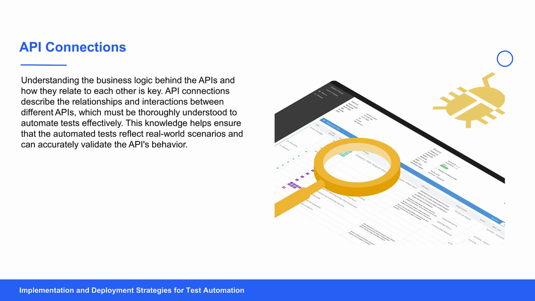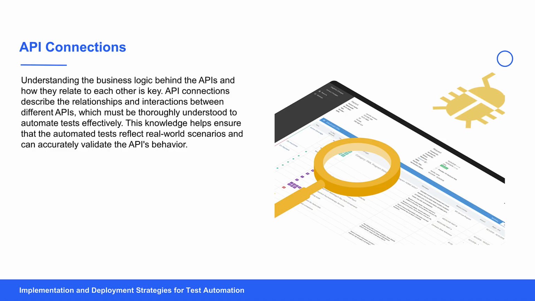APIs rarely exist in isolation. They usually interact with other APIs or services, forming a web of dependencies. By understanding these connections, we gain insights into the business logic that can be tested automatically. This knowledge allows us to create test cases that accurately reflect the way these APIs interact in real-world scenarios, ensuring that our tests are comprehensive.